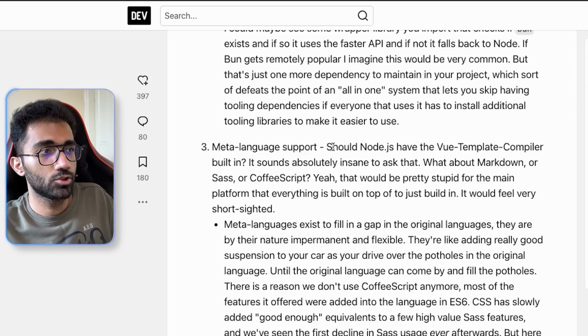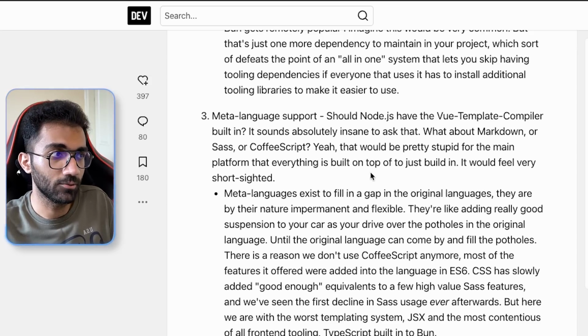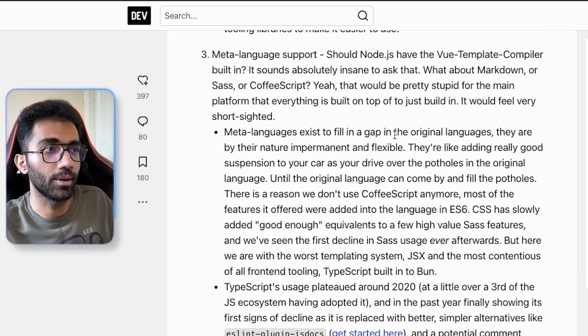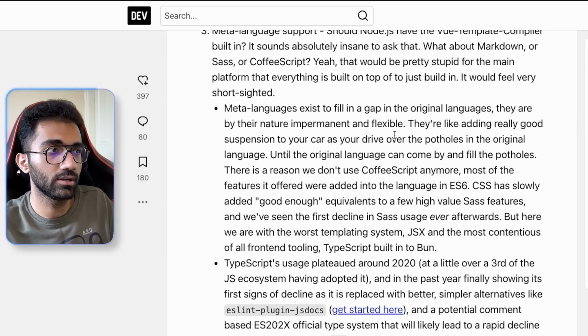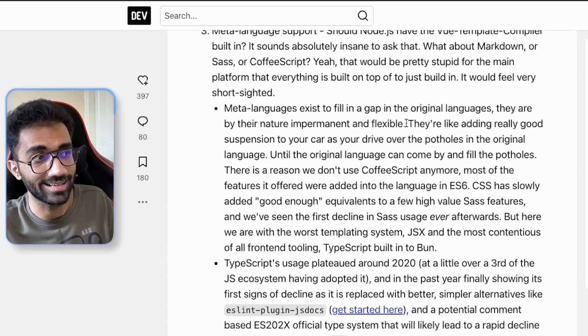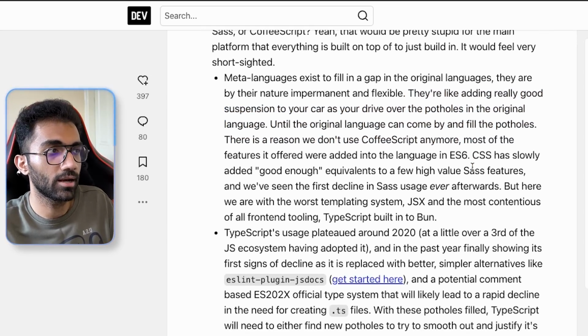Meta language support. Should Node.js have the Vue template compiler built in? It sounds absolutely insane to ask that. What about Markdown or Sass or CoffeeScript? Yeah, that would be pretty stupid for the main platform that is everything. It would feel very short-sighted. Meta languages exist to fill in the gap in the original languages. They are by their nature impermanent and flexible. They are like adding a really good suspension to your car as you drive over the potholes in the original language. Until then, the original language can come by and fill the potholes.